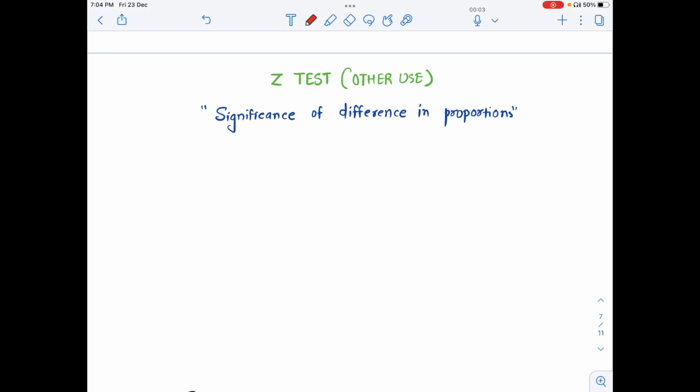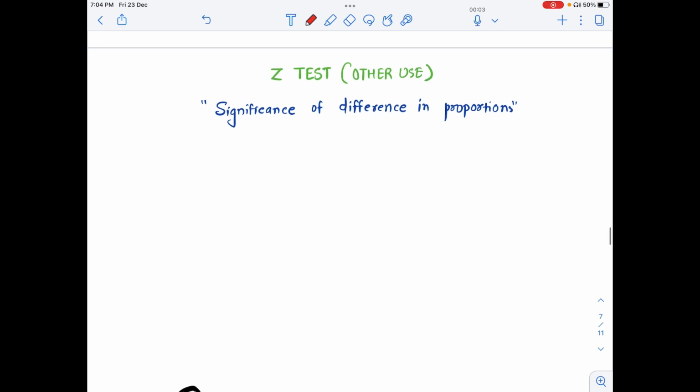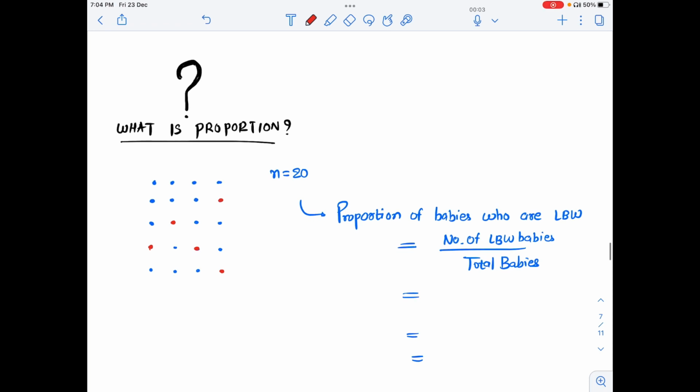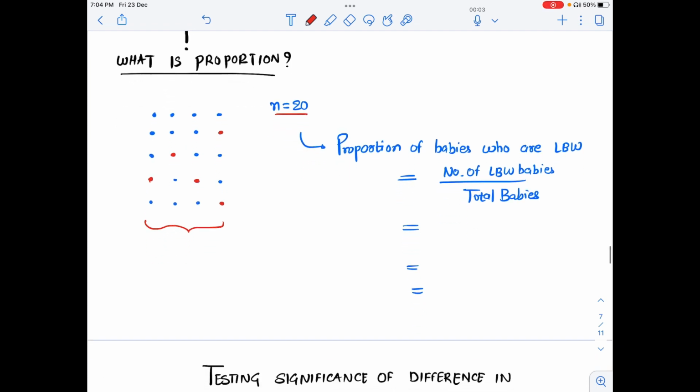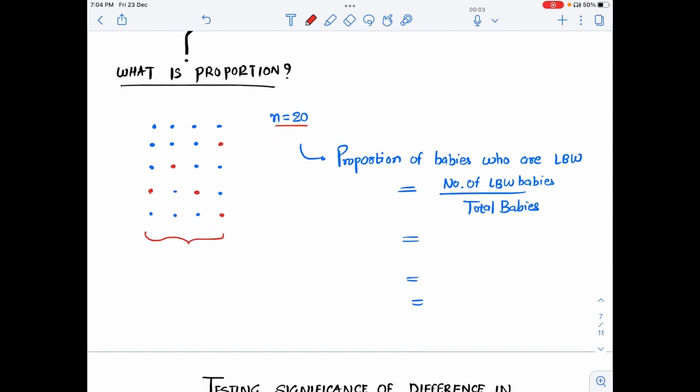So another use of z-test is to find out whether there is a significant difference between proportions. First of all, there will be a question: what is proportion? Imagine again a hospital with 20 babies, out of which 5, those marked in red, were low birth weight. If you are asked to find the proportion of babies who were LBW, you can find it by using number of LBW babies upon total babies.